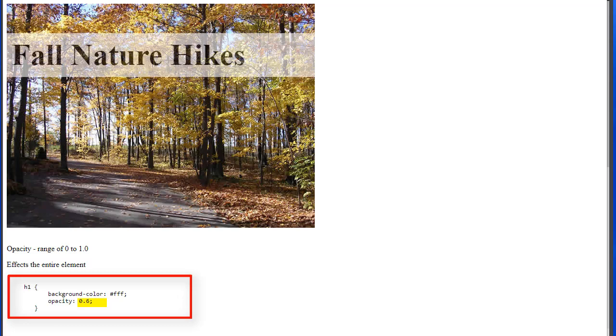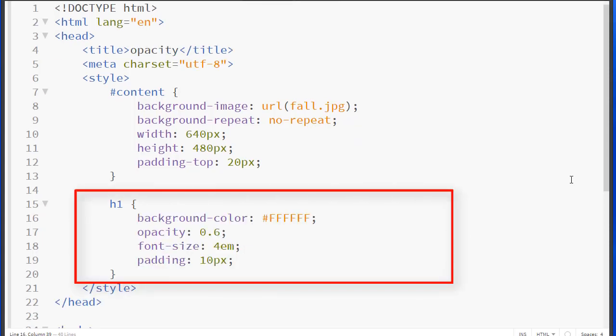I would like to point out that in CSS we can shorten a hexadecimal value from 6 characters to 3. If the characters are in duplicates of the same letter or number, they can be represented by just one of that letter or number. Here we see the opacity, and I would like to stress that it affects the entire element. Looking at the code, we are setting the opacity property for the H1 element.